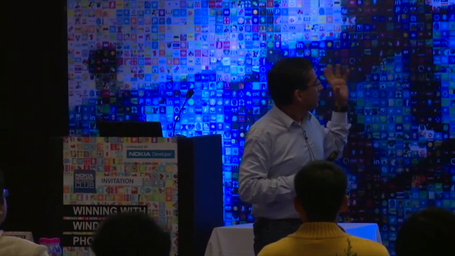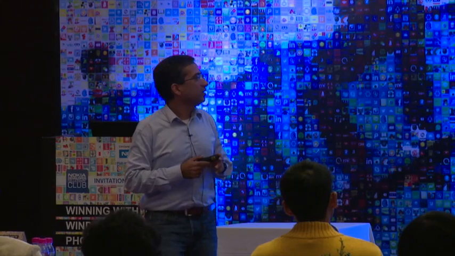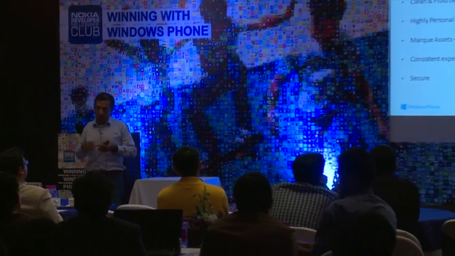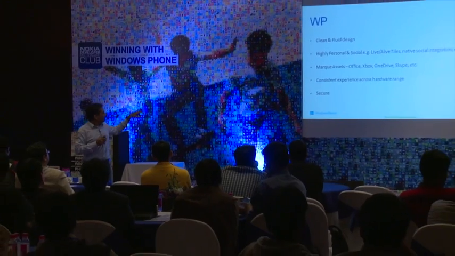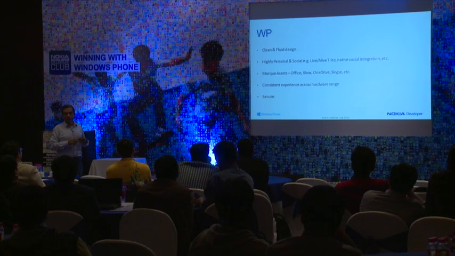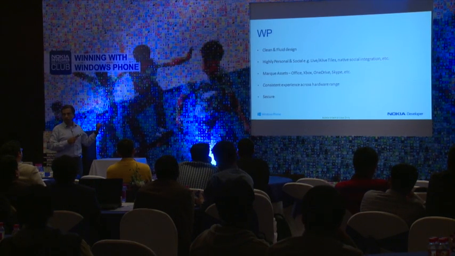I'm just going to spend precisely 1 minute on this slide because the gentlemen after me are going to do a much better job of this. Windows Phone, I think the key proposition is clean and fluid design. I talked about the highly personal and social nature. So one is the lifestyle and so on and so forth. Breathing, the native social integration. I think the one point I didn't talk about is all the marquee assets that come with Windows Phone, right? Whether it's Office and the whole Office experience, whether it's Xbox, whether it's OneDrive, whether it's Skype, some of these are on the others, but many of these are not on other platforms.